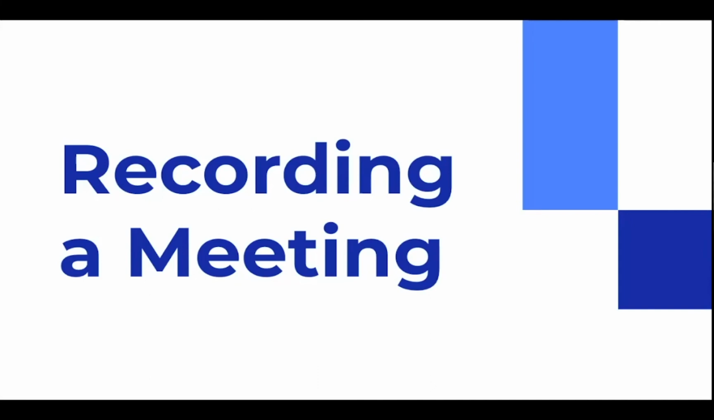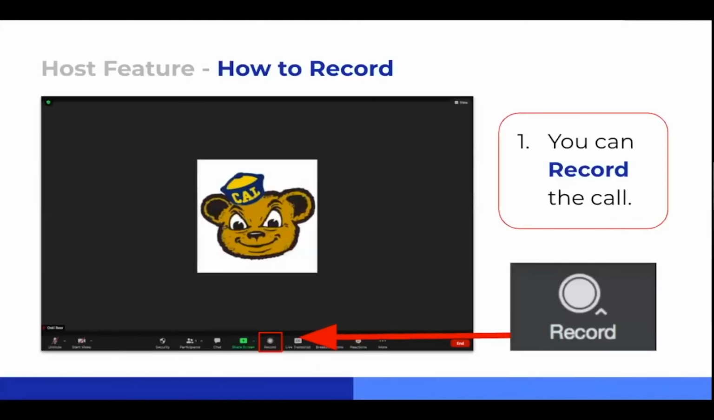So in order to record a meeting, what you want to do is look at the bottom of your Zoom screen. You will see a toolbar with a lot of different buttons and icons. If you want to record, you want to look for the icon that looks like a circle and it's titled Record. As you can see here on the screen, there's an example of that icon titled Record.